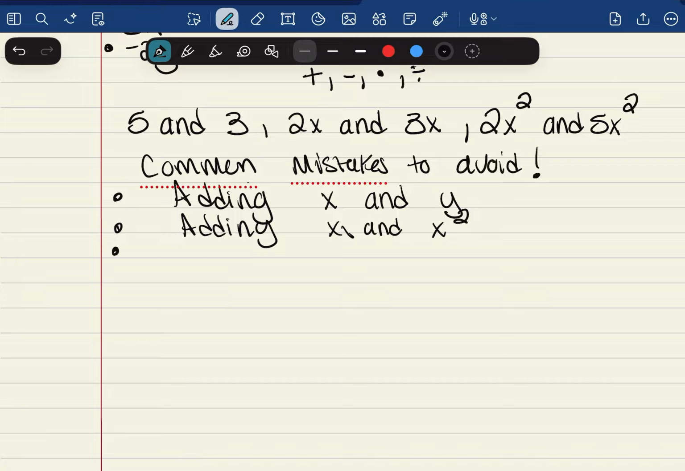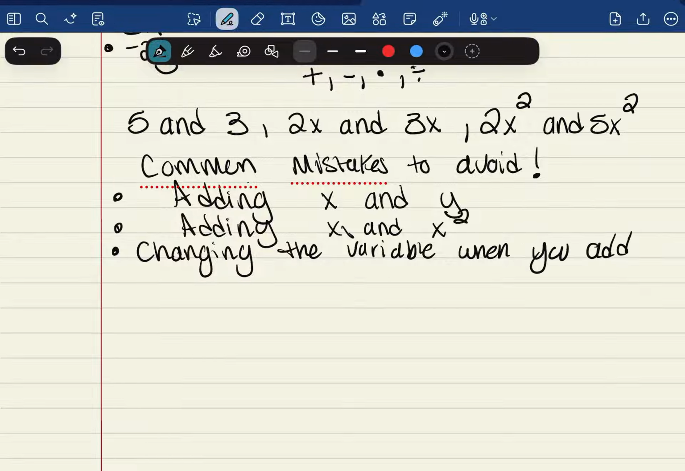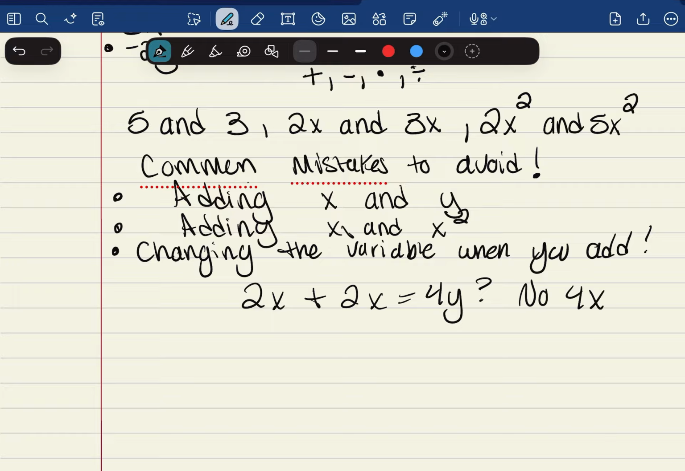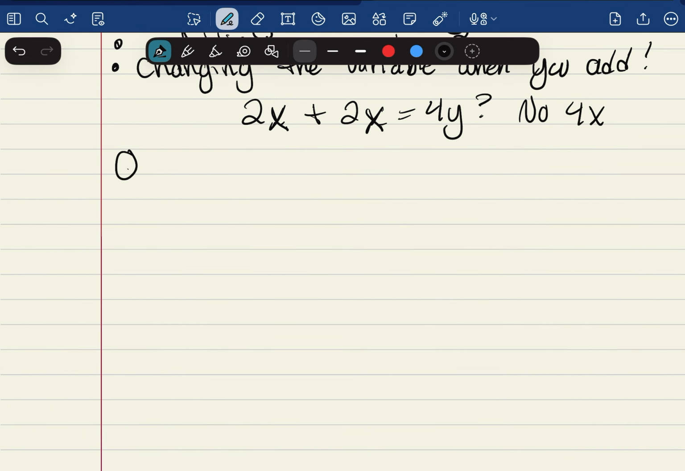Cool. Also, another common mistake is changing the variable when you add. For example, if I do 2x plus 2x, you don't magically get 4y. No, it's 4x. Do not change the variable. Where do we get y from? Y is not part of it. These are x's. Do not overthink. So, I want you to try this one alone.